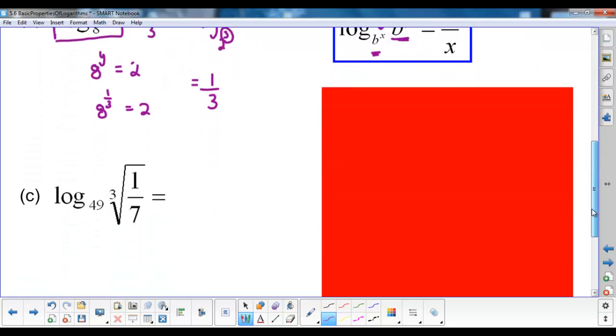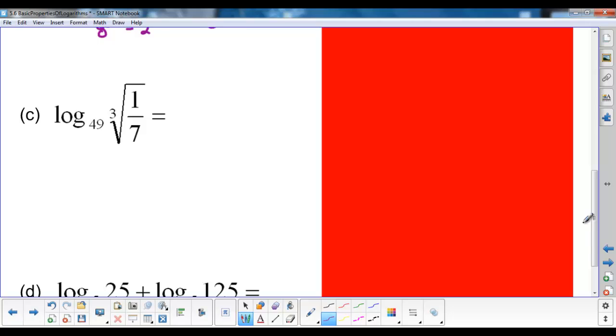Alright, let's move on to example C. Again, our goal here is to try to get the same bases, both in the argument and in the base of your logarithm. So let's rewrite this argument as 1/7 to the power of 1/3, because we are taking the cube root of 1/7. The fact that this is a fraction tells us we can rewrite it as 7 to the power of negative 1/3.